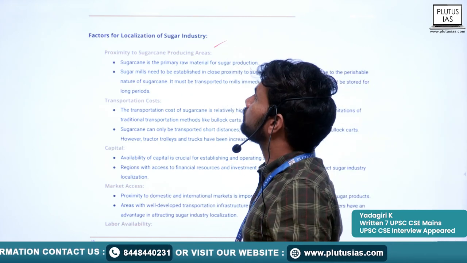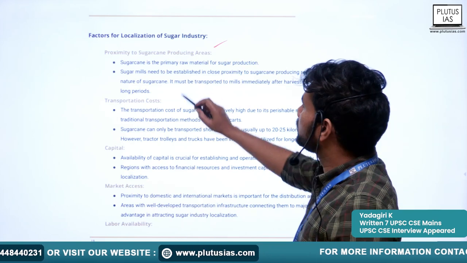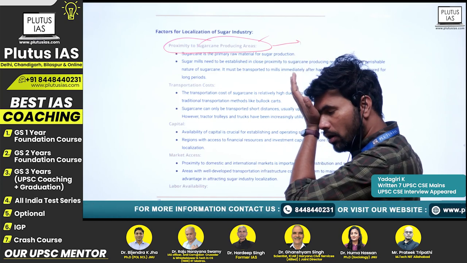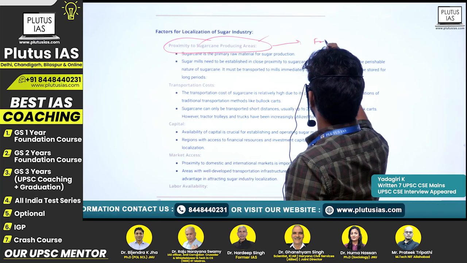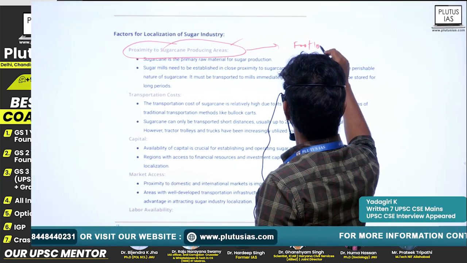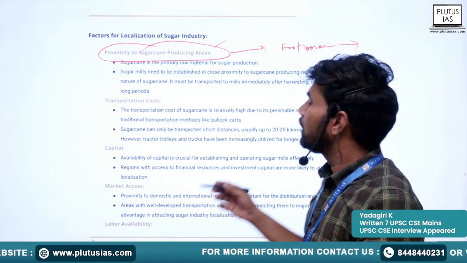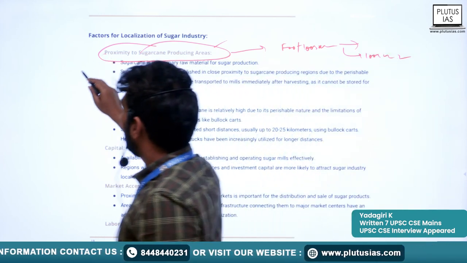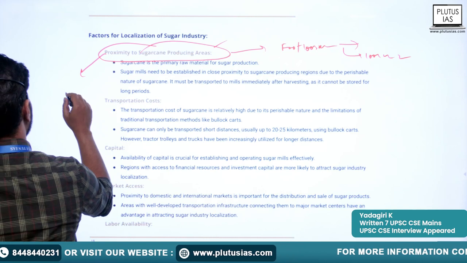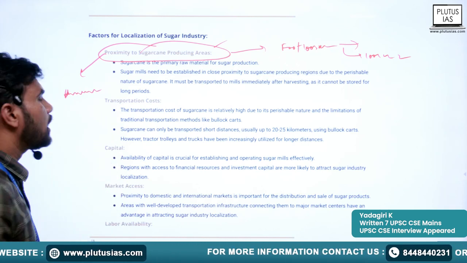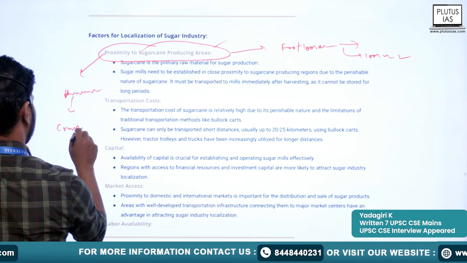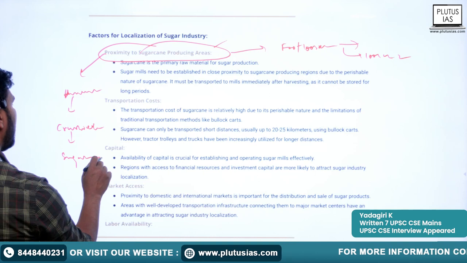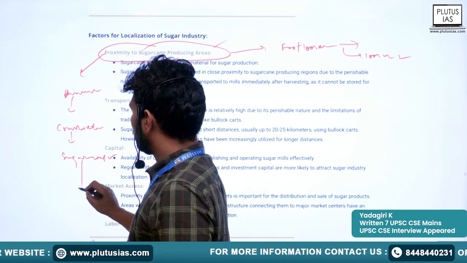Now we will understand the factors for localization of the sugar industry. So first factor is proximity to sugarcane producing areas. Yesterday when I was discussing the important crops, we understood that sugarcane is a footloose crop, because during transportation it loses its value. Immediately after the harvesting of the sugarcane, within some time only it has to be crushed. If this does not happen, the sugar content or sucrose content will reduce.